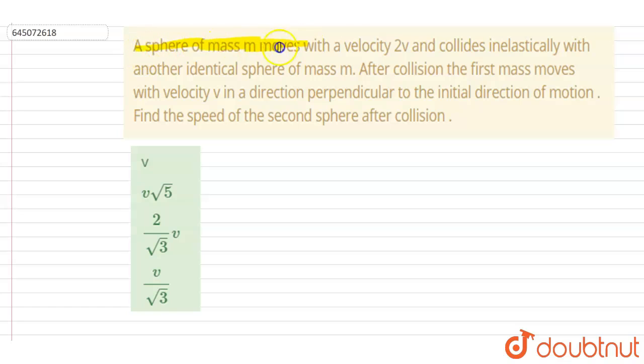A sphere of mass m moves with velocity 2v and collides inelastically with another identical sphere of mass m. After collision, the first particle moves with a velocity v in a direction perpendicular to the initial direction of motion. Find the speed of the second sphere after the collision.